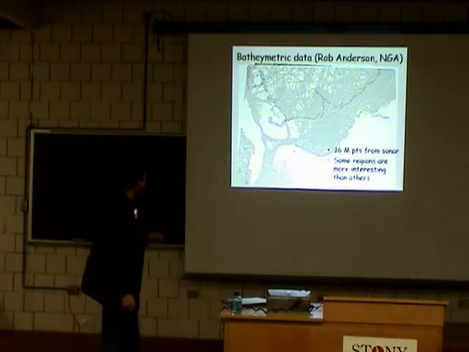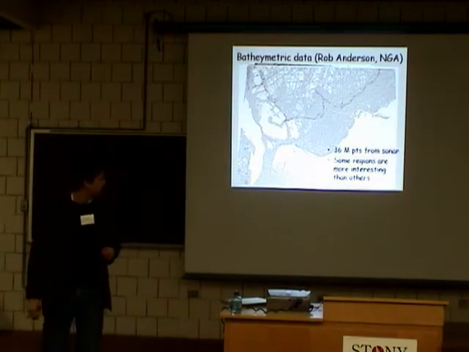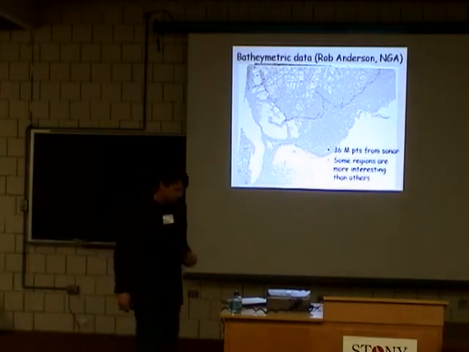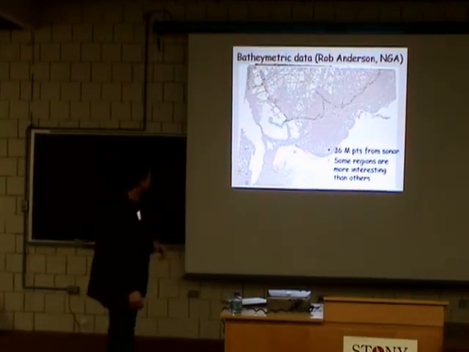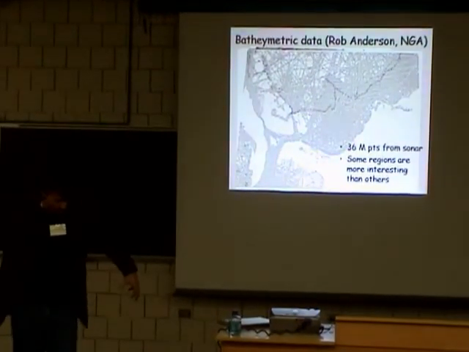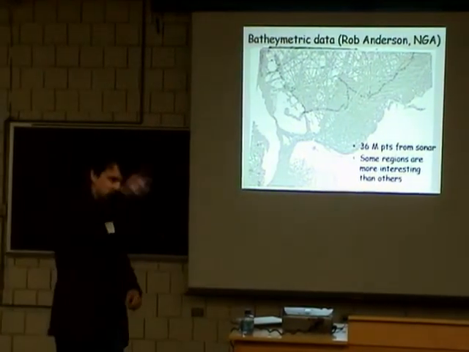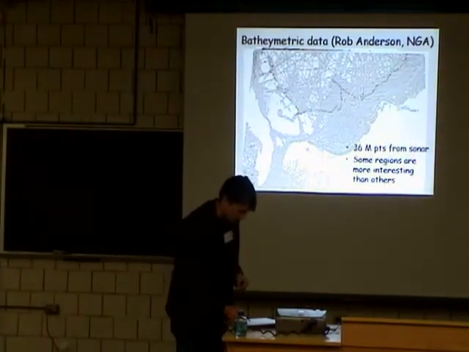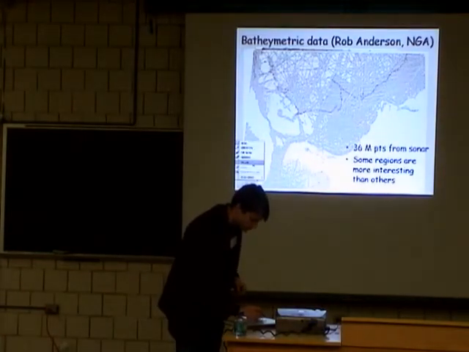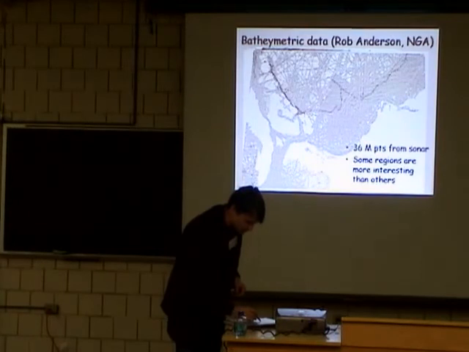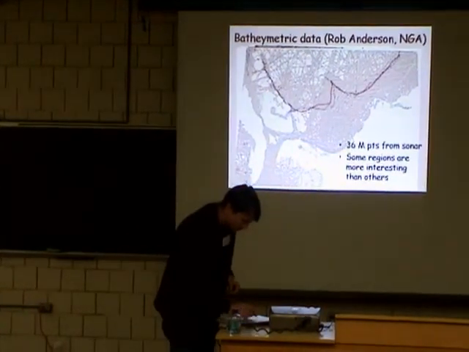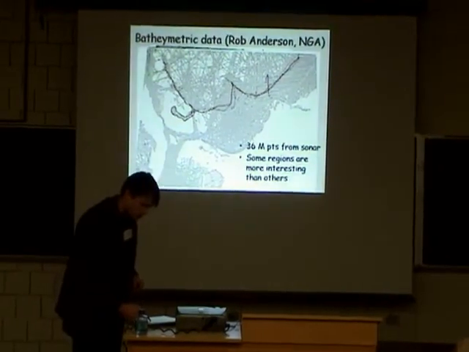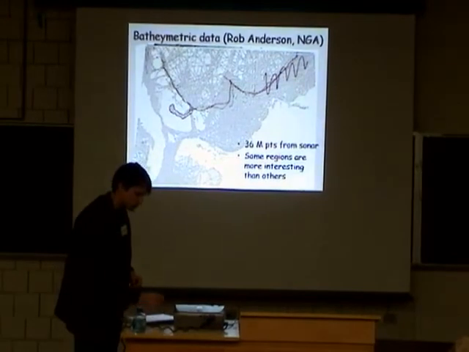Here's data that I got recently from Rob Anderson at the National Geospatial-Intelligence Agency, formerly the National Imagery and Mapping Agency, 36 million points from sonar tracks, where they drag some sonar equipment behind the ship, and the ship travels all over the place. And it's clear that there are some areas in this that are of more interest than others. There's great density in the data along here. There's some strange things where you go out and spin the ship around here. There's actually a huge amount of data in this area. It's much more sparse over here.